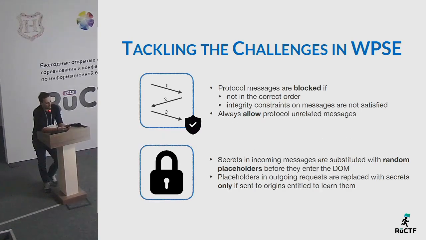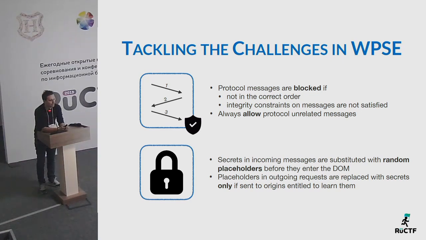And how does it work in WPSE? Essentially, protocol messages are blocked either if they are not in the correct order, or if there are some integrity constraints on the messages of the protocol that are not satisfied. An important thing is that we always allow protocol-unrelated messages, and this is important to ensure the website functionalities, because while running the protocol, the website may make some requests like fetching resources, which are not protocol-specific, and they are needed to ensure the correct functioning of the website.